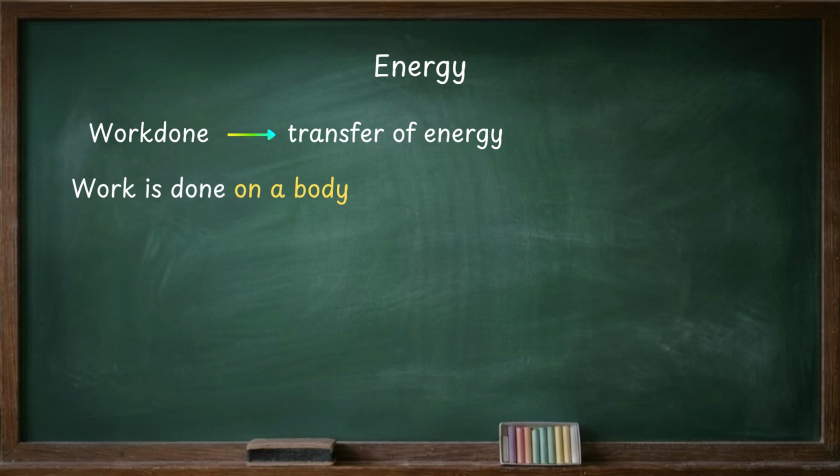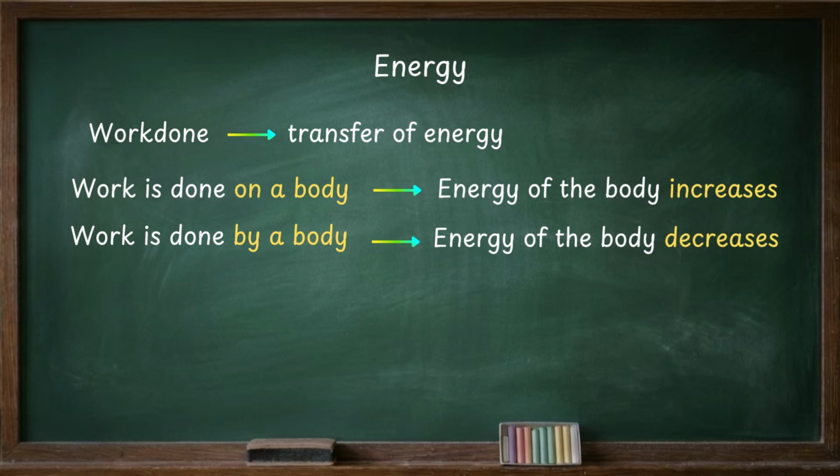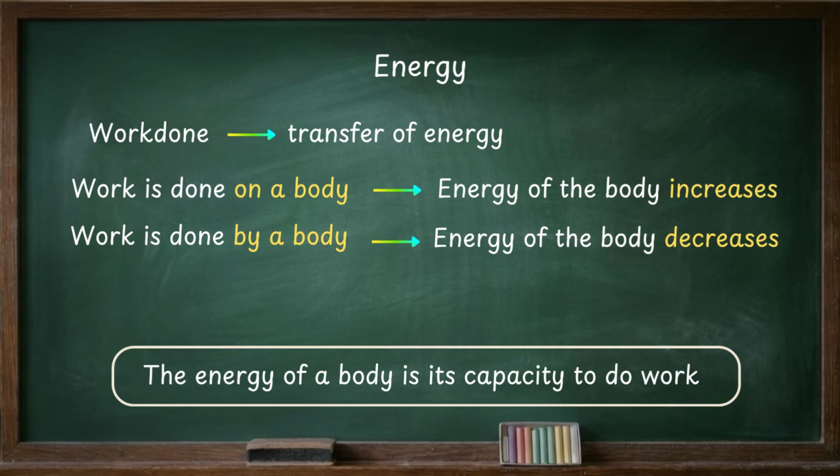If work is done on a body, its energy increases. If work is done by the body, its energy decreases. Therefore, we can define energy like this. The energy of a body is its capacity to do work. Because it is directly linked to work, energy is also a scalar quantity.